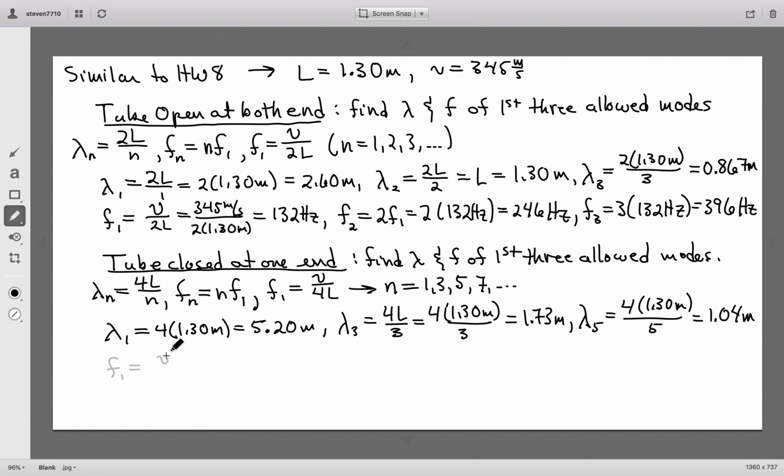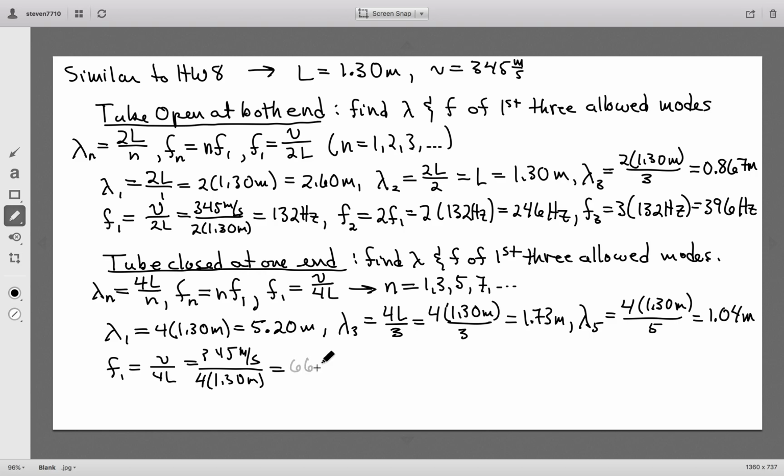F1 is V over 4L. That's 345 meters per second over 4 times 1.30 meters. Do the math. You'll find 66.3 hertz.